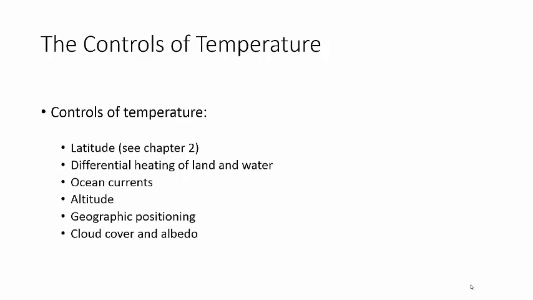All right, so what controls the temperature? We've already talked about latitude and the sun being spread out along the ground, so go back to a previous video if you forgot about that. Then there's also differential heating of land and water. We'll talk about that. Ocean currents, altitude, geographic position, cloud cover, and albedo.